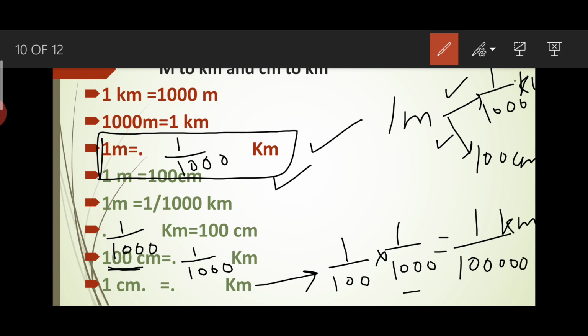और 1 लाख का मतलब क्या है, कितने ज़ीरो है नीचे, 5 ज़ीरो है. इसका मतलब ऊपर डेसिमल में कितने डिजिट होने चाहिए, 5. So what will we do, we will put 5 values after decimal. But in our numerator we are having only one value, that is 1. So we will place 1 2 3 4 5 values after decimal, and in the last value we will put 1, and in the remaining values we will put 0. So this will be our conversion of centimeter to kilometer.